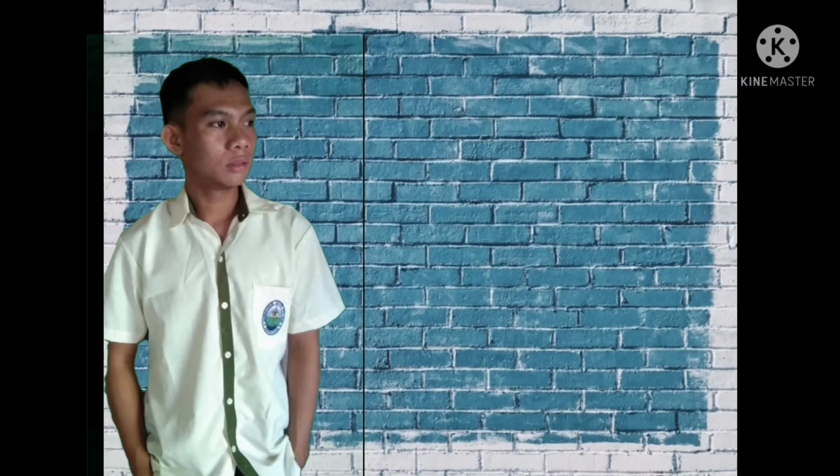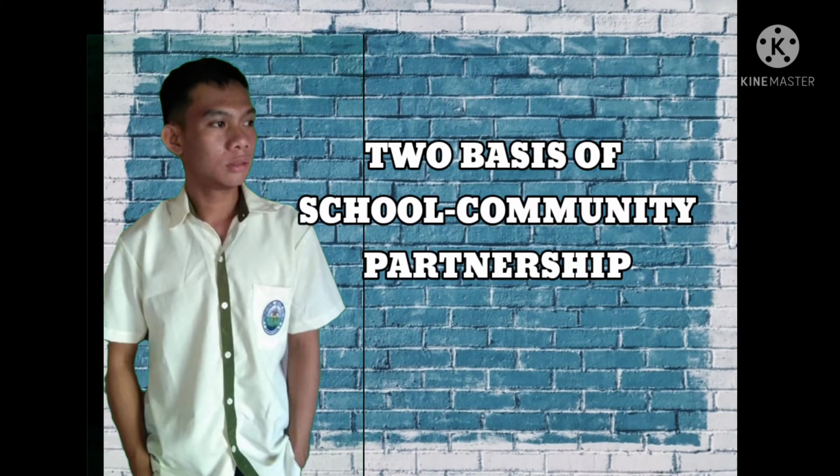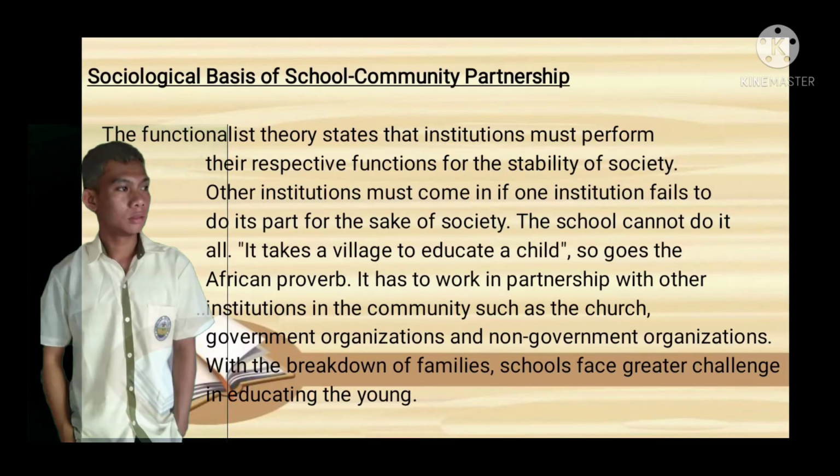Good day everyone, I am John Lloyd Alvareño, one of the reporters for today. In addition to Ms. Erica's report, I am going to discuss the two bases of school-community partnership. First basis is the sociological basis. In this basis, the functionalist theory states that institutions must perform their respective functions for the stability of society. Other institutions must come in if one institution fails to do its part for the sake of society.